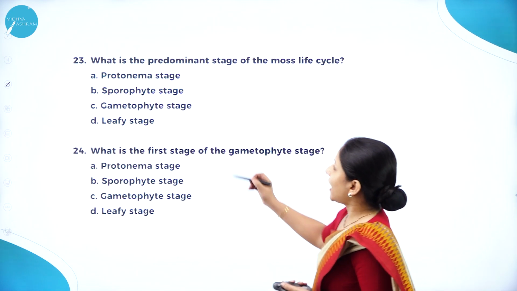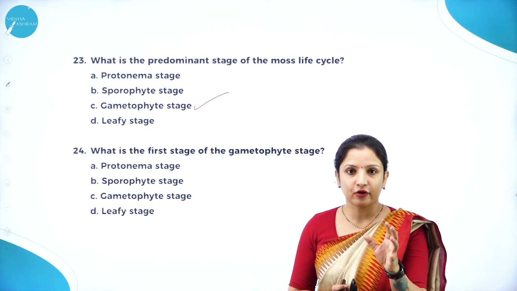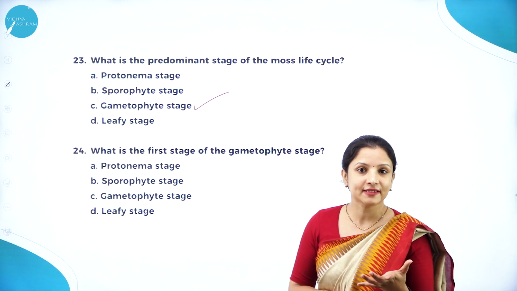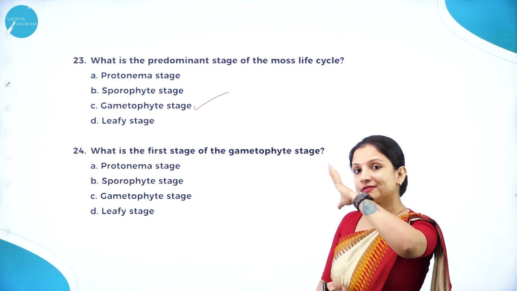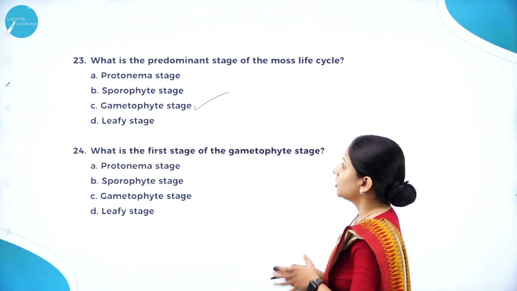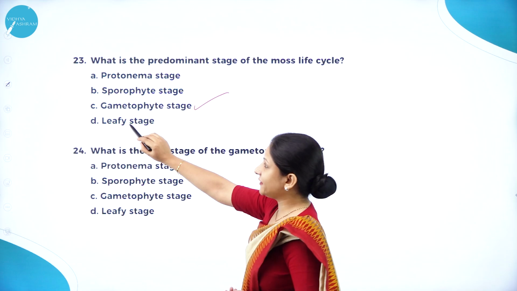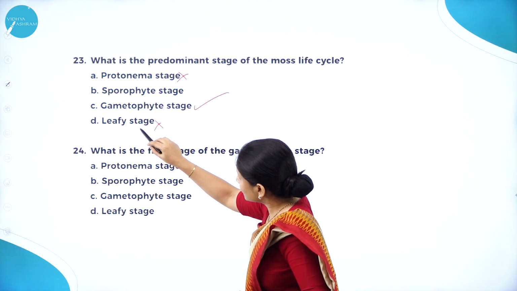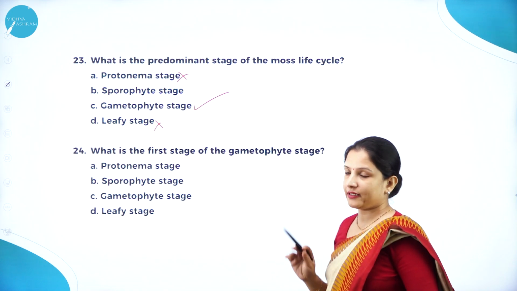Here it is the gametophytic stage, because moss comes under bryophytes. So don't get confused, moss comes under bryophytes. In bryophytes, the most predominant stage, or the plant body, is called the gametophyte, and therefore the gametophytic stage is the most predominant stage. Now in the gametophyte stage, there are two stages, that is protonema and leafy stage. Don't mark these two, because these are the two stages that come under the gametophyte stage itself. So you have to mark gametophytic stage as the right answer here.